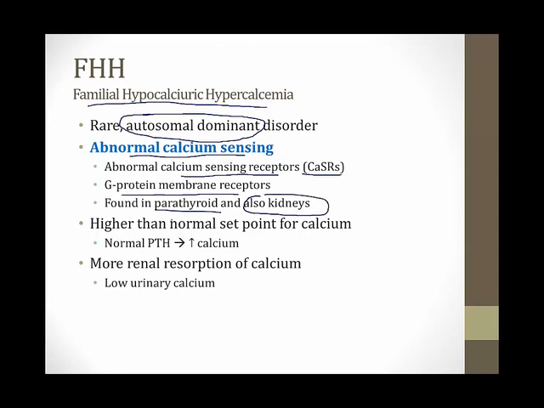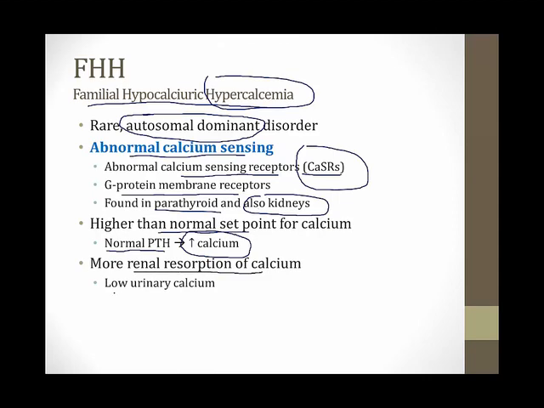So in this disorder, there is a higher than normal set point for calcium. So the patients can have a normal parathyroid hormone level, but the calcium level will be increased, hence the word hypercalcemia in the name of the disorder. In addition, because the CASRs are found in the kidneys, there is more renal resorption of calcium, and this leads to a low urinary calcium, hence the word hypocalciuric in the name of the disorder.